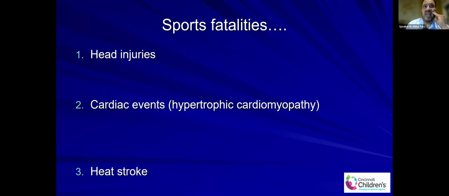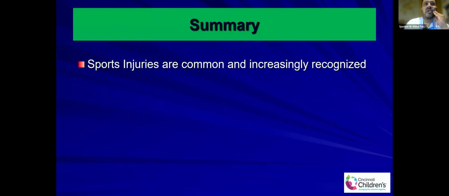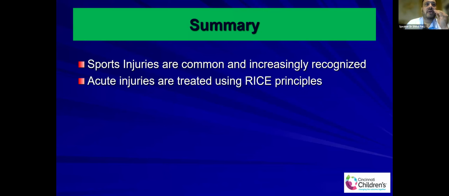There can be sports fatalities. For head injuries, it's always recommended to use helmets in contact activities. Then there are cardiac events like hypertrophic cardiomyopathy, which is the number one cause of death in athletes less than 35 years of age. You need to make sure that you screen them. Heat stroke can be prevented by hydration and education.